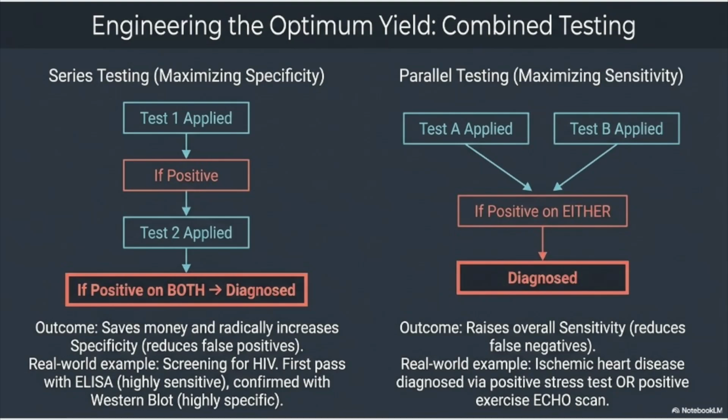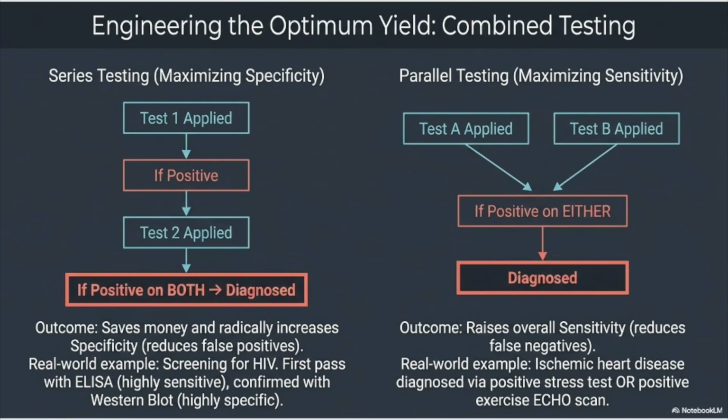This approach increases sensitivity because fewer diseased individuals are missed. However, it also increases false positive results and reduces specificity. Parallel testing is therefore useful when the consequences of missing a disease are serious, such as screening blood donors or diagnosing life-threatening conditions.